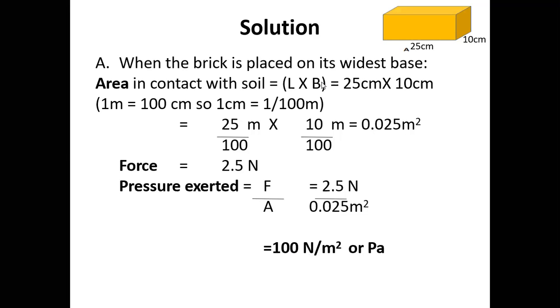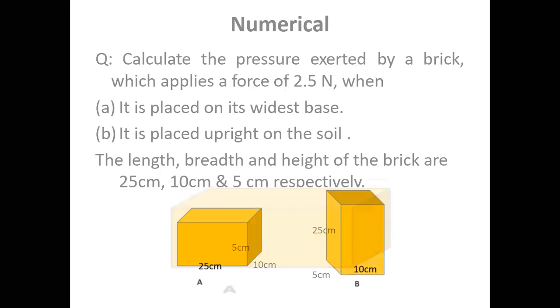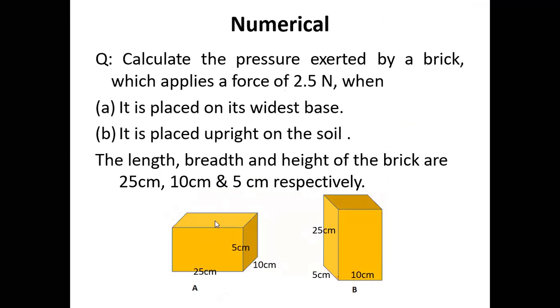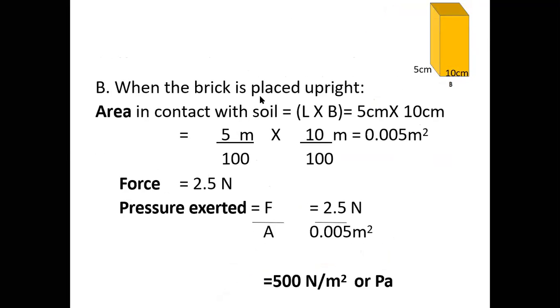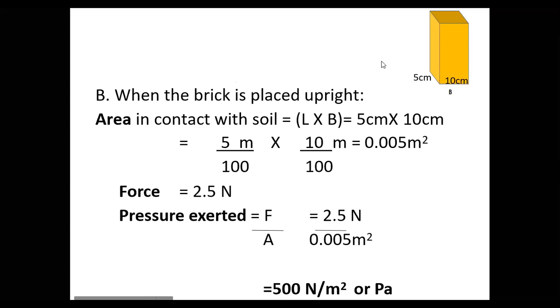Placed on its widest base means the base is very wide. In the first condition, the base is very wide, and 100 Newton per meter square came. In the second, when the brick is placed upright, the area came 0.005 meter square, and from the formula the answer came 500 Newton per square meter.